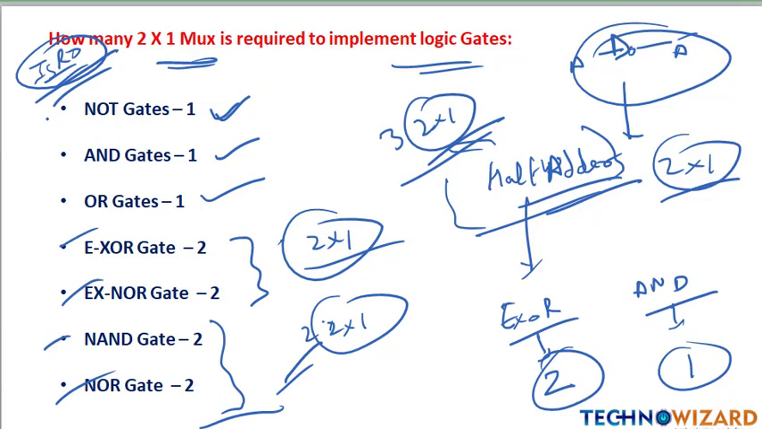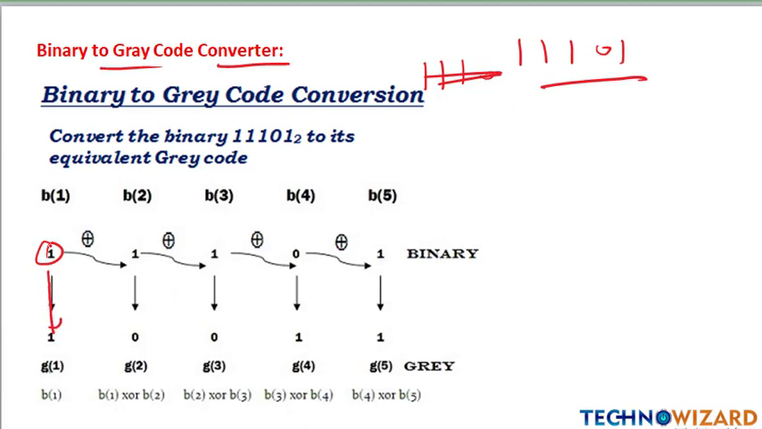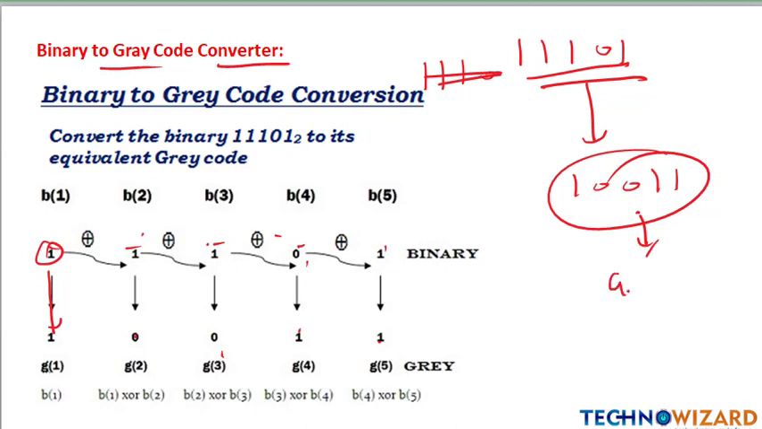Okay, so let's see our code and code converter. What are code and code converters? First is binary to gray code converter. Okay, binary to gray converter, we have taken one number 11101. Now the first bit is taken as 1 simply here. Now 1 XOR 1 is 0, 1 XOR 1 is 0, 1 XOR 0 is 1, 0 XOR 1 is 1. Now we can write 11101 as 10011 in gray code. Okay, this is how we can convert our binary to gray code.